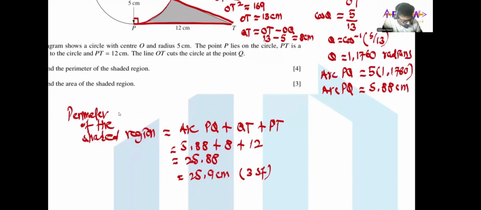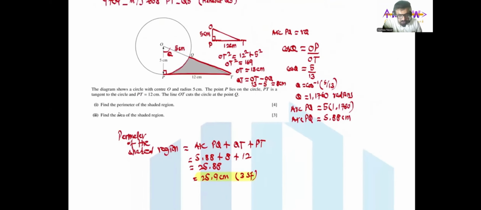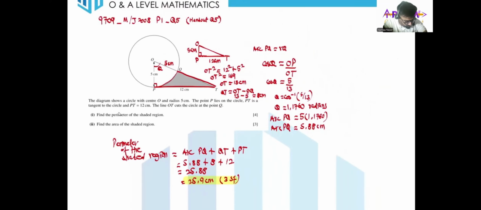As we know, values which are non-exact are supposed to be given correct to three significant figures unless otherwise stated another accuracy of measure in the question. So here was the answer of part one: the perimeter of the shaded region is 25.9 centimeter. Then in part two, we need to find the area of the shaded region.